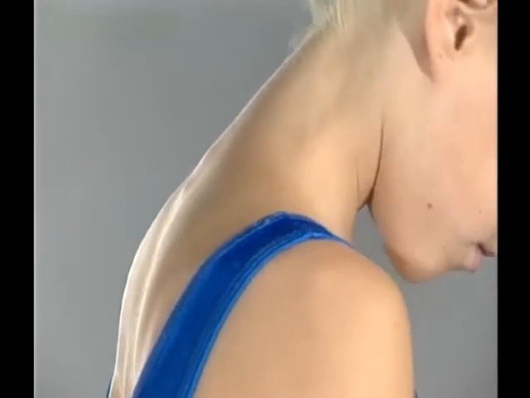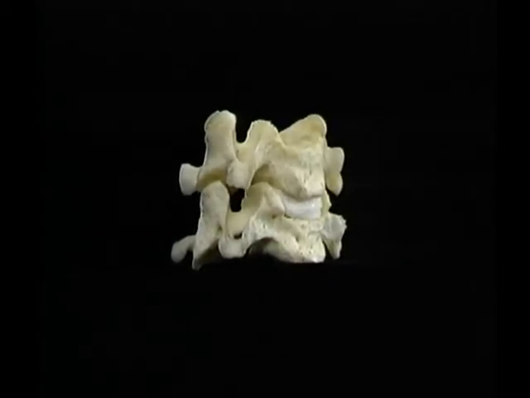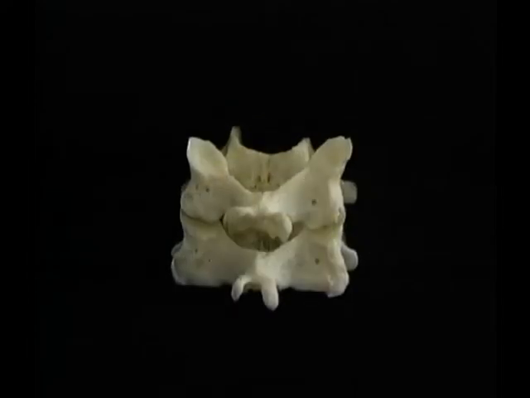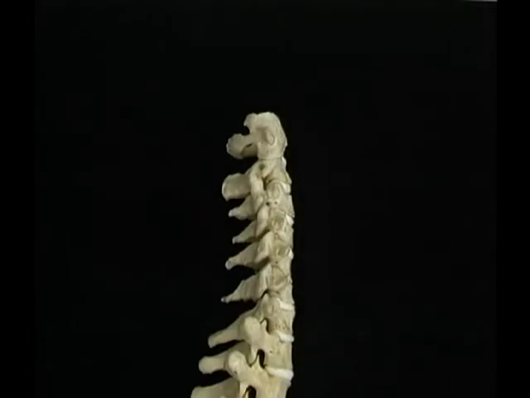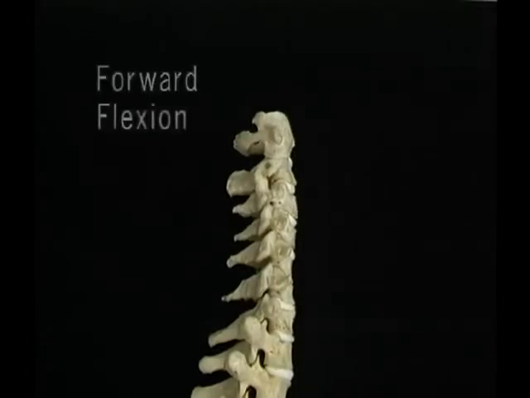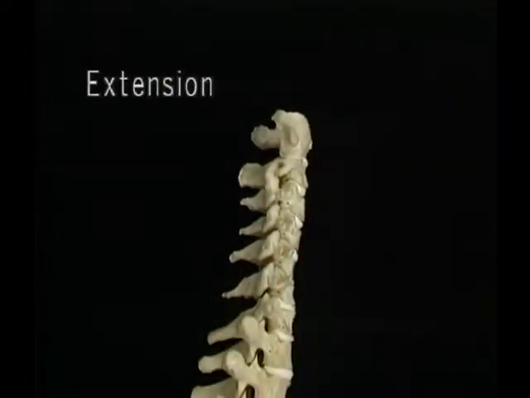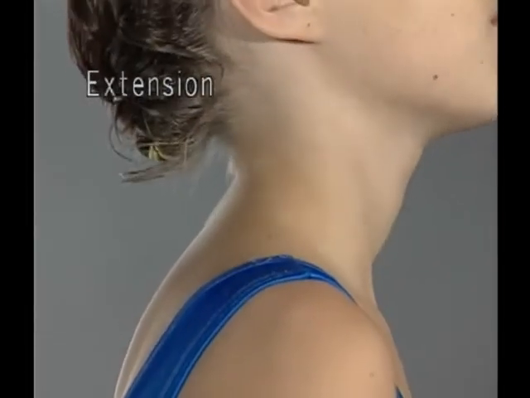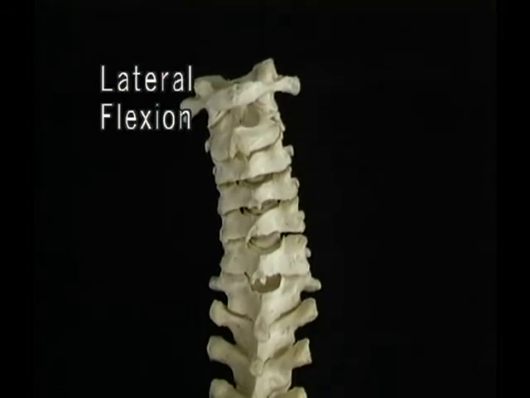The cervical vertebrae form the most mobile part of the spine, partly because of the curved shape of their bodies, which makes flexion and extension easy, and partly because of the shallow slope of their articular processes, which makes lateral flexion easy. The movements that can occur in the cervical spine are forward flexion, extension, and lateral flexion to one side or the other.